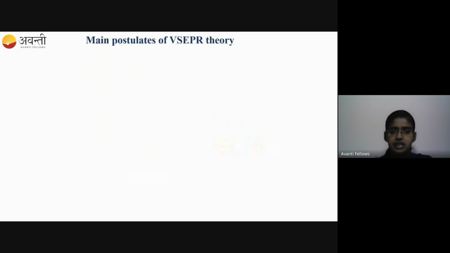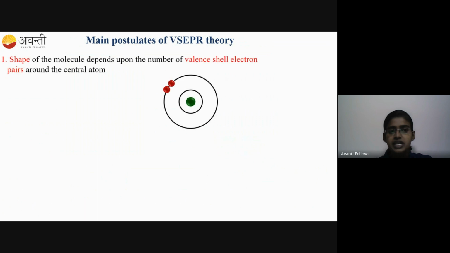So now let us see the main postulates of VSEPR theory. Postulate number 1: the shape of the molecule depends upon the number of valence shell electron pairs around the central atom. Okay, so now I have an atom, and this atom has a nucleus inside it and some inner shells also, but in the outermost shell it is having 2 electrons. And I can have one more atom, in which I have 3 valence electrons.